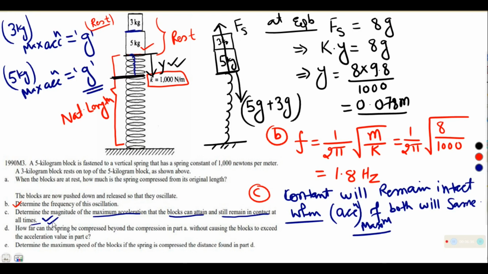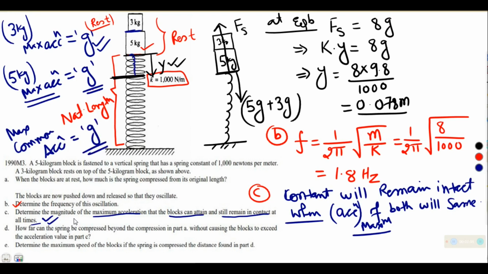So we have to determine the magnitude of the maximum acceleration that the block can attain and still remain in contact. The 5 kg block can attain any acceleration, no problem, but the 3 kg block can attain only g. So to keep the contact intact, the maximum common acceleration should be equal to g only.